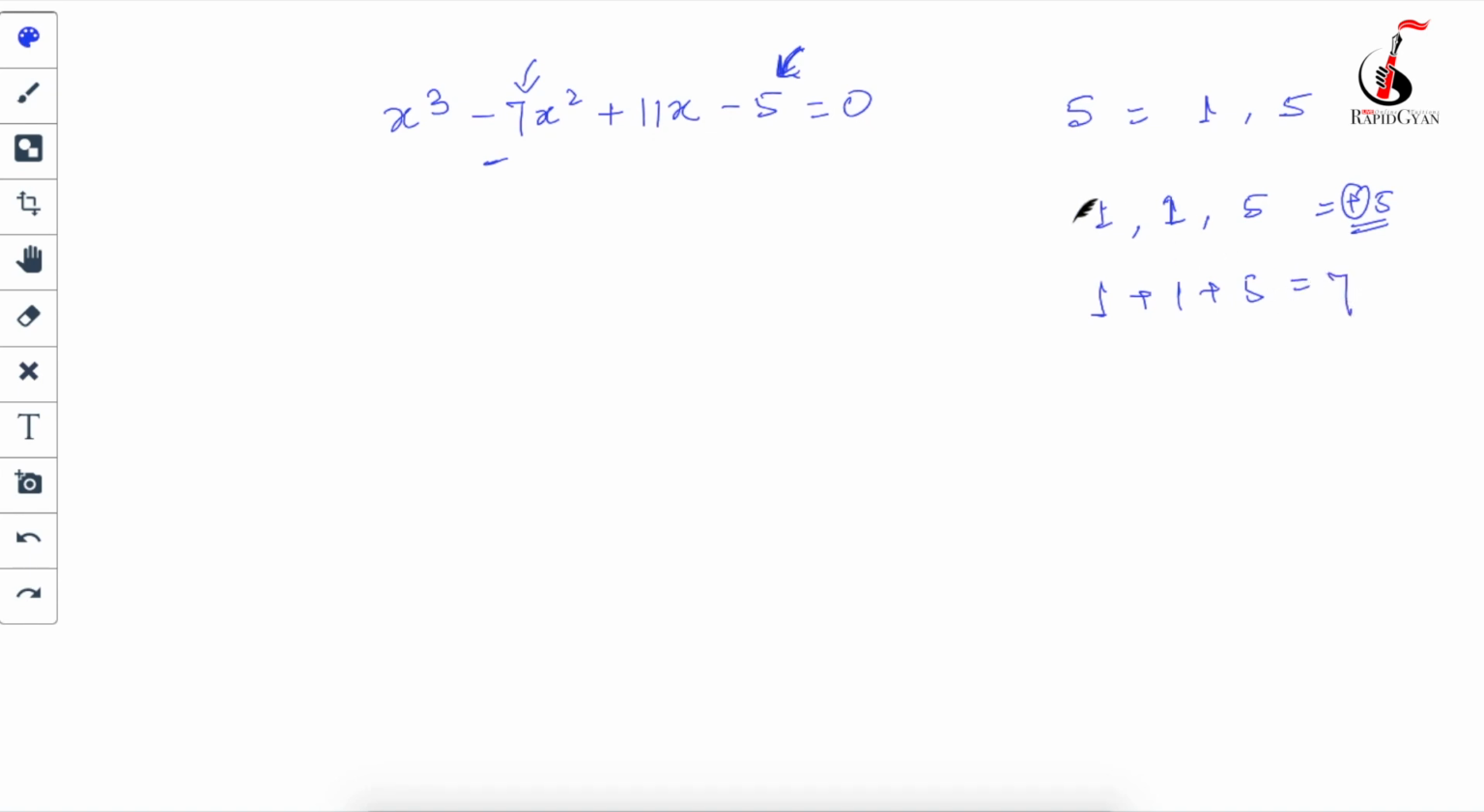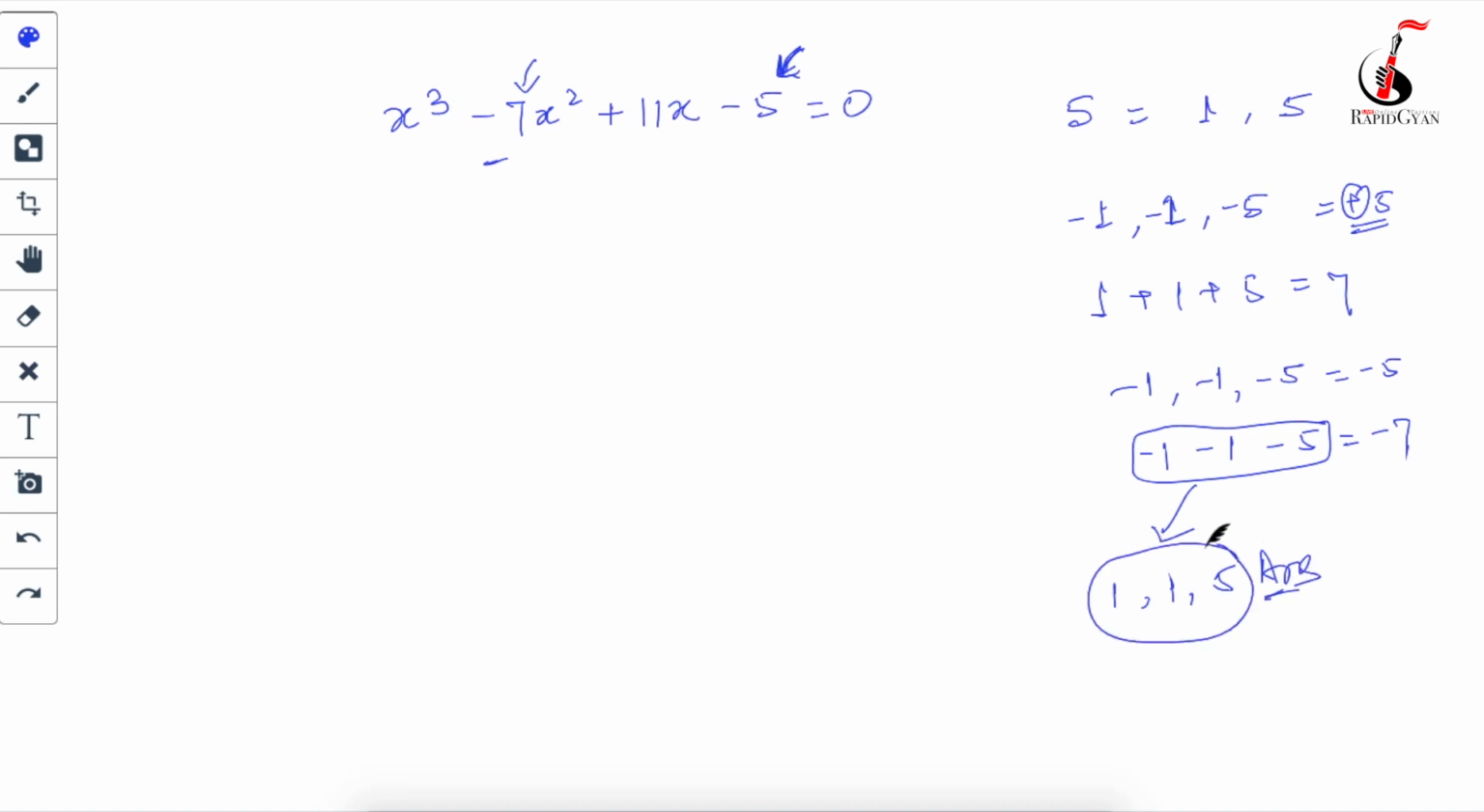So simply think, all the numbers will become negative. Means this will be minus 1, minus 1 and minus 5. If I am going to multiply these, this is going to give me minus 5. And if I am going to add these, this is going to give me minus 7. So now I got this. So what will be my answer? You will have to change the signs. If you change the signs, your answer will become 1, 1 and 5. This is your answer. Hope you guys understand this.